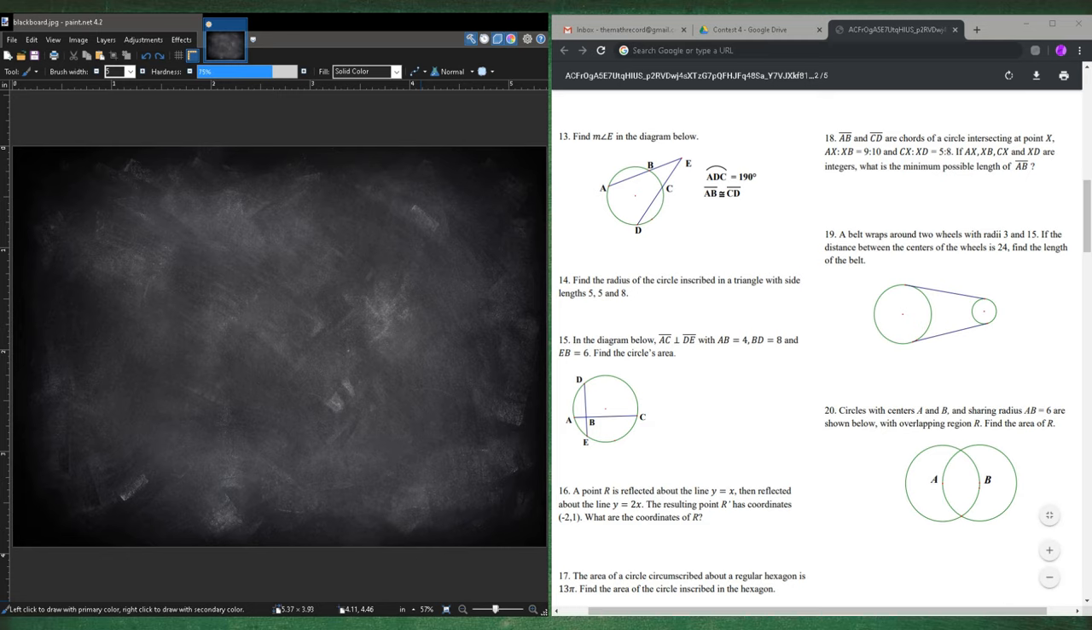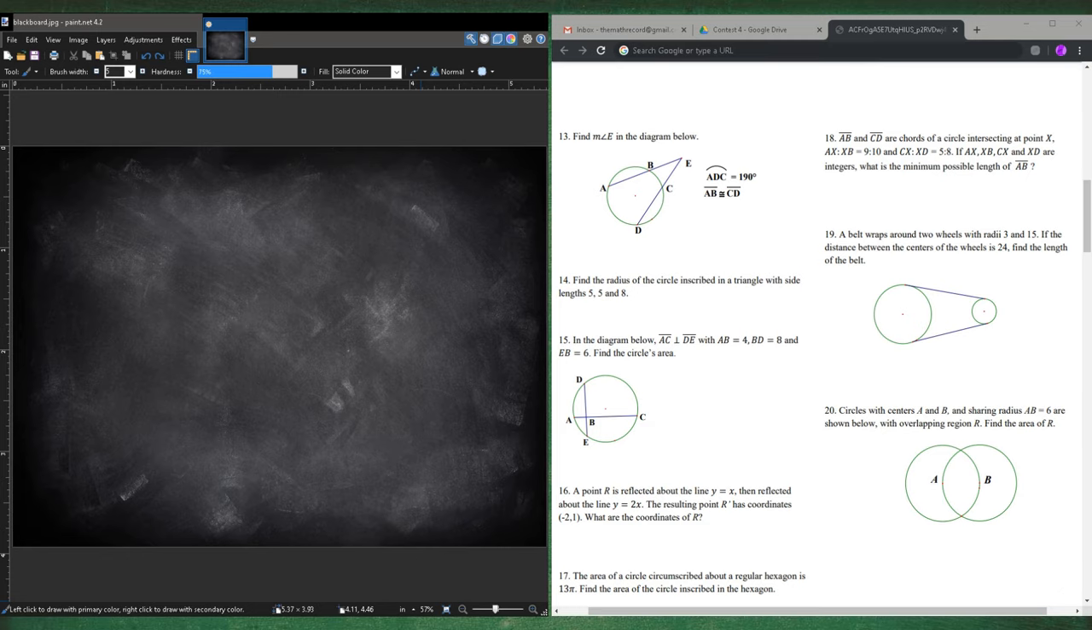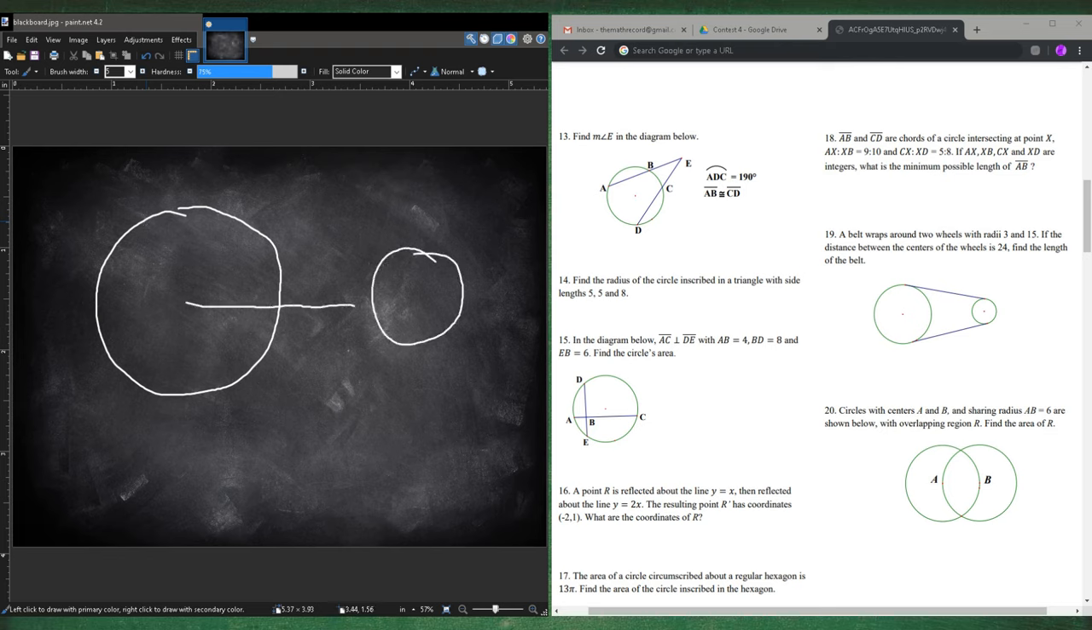Question 19. A belt wraps around two wheels with radii 3 and 15. If the distance between the centers of the wheels is 24, find the length of the belt. So you have a circle here and a circle here. Kind of draw a line, and then you draw a line here.